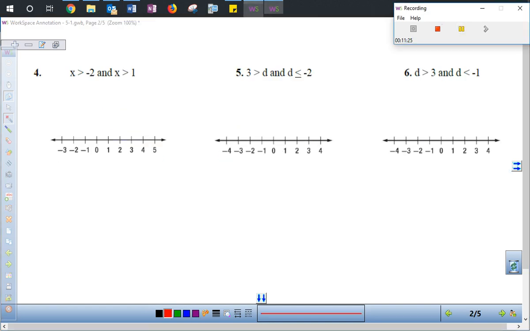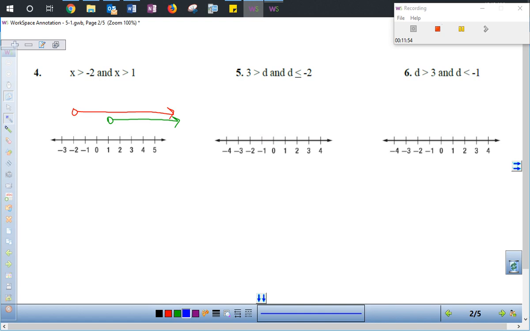On number 4, we have x is greater than -2 and x is greater than 1. Both of these are written so that my variables come first, which is awesome. So we just start with our starter graphs. X is greater than -2. So at -2, we're going to have an open dot with an arrow going to the right. X is greater than 1. So an open dot over 1 with an arrow going to the right.